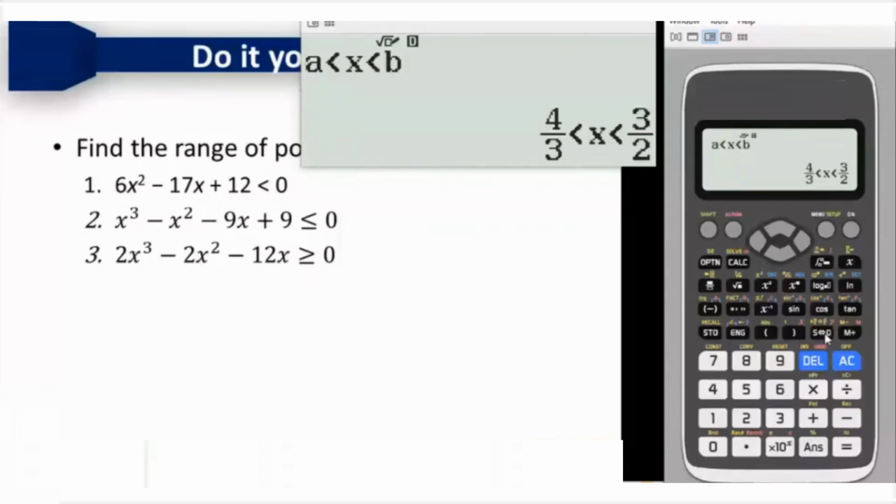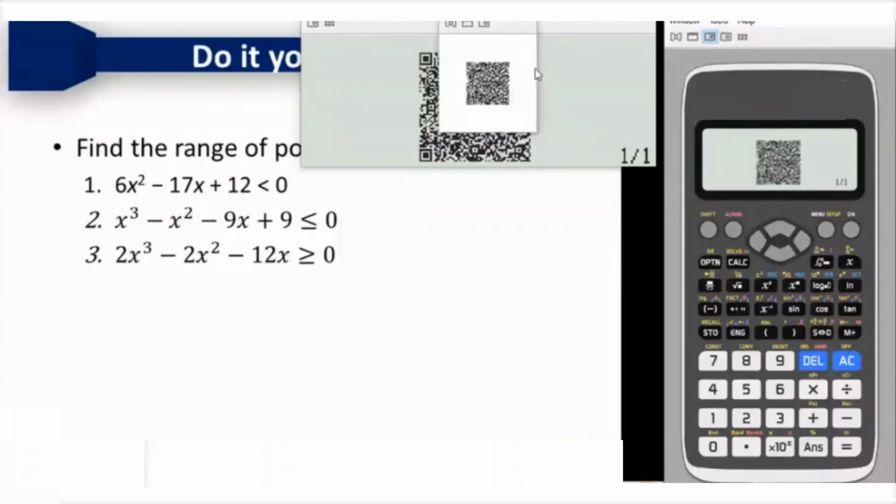I want to visualize it. I will press shift. I will press option. I will get the QR code. I will scan this QR code and I will be able to visualize what the graph looks like and what the required region looks like. The required region will be given in red. I hope people have managed this question.